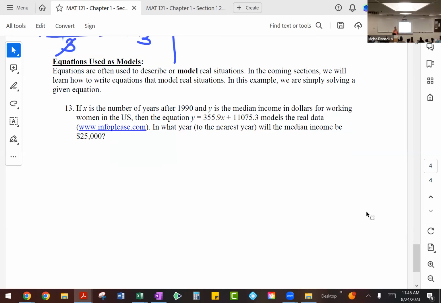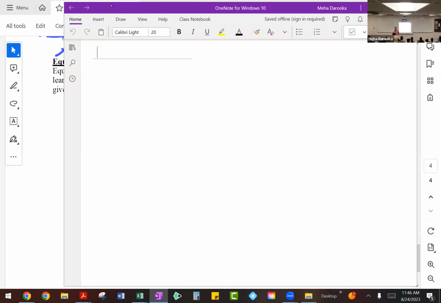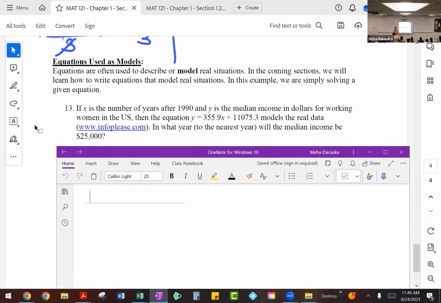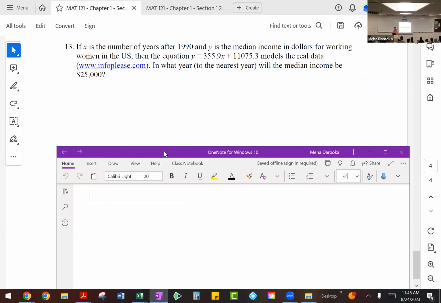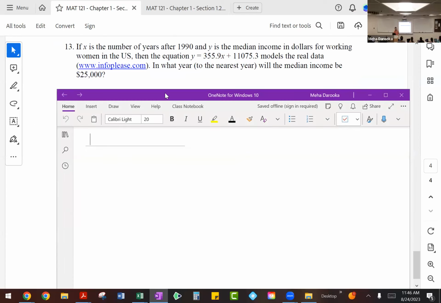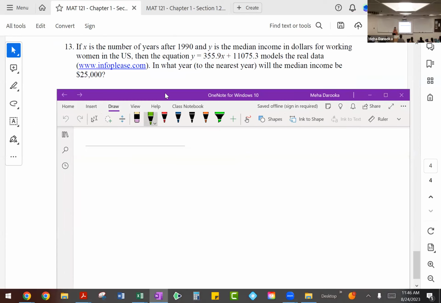Very nice, because Y represents the median income for women. All right, so our equation is Y equals 355.9x plus 11,075.3.